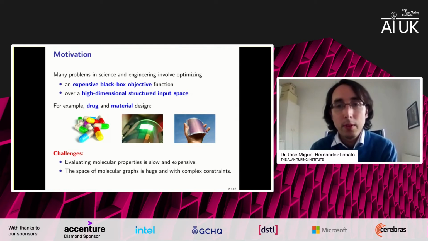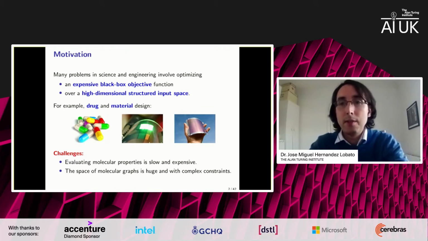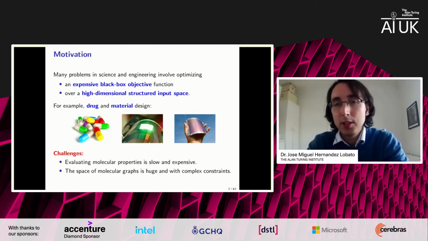For example, for drugs, the output of our objective function could be the efficacy of a particular drug for treating a disease. Or in the case of material designs, maybe if we're interested in organic photovoltaics, the output of our objective function could be the power conversion efficiency of some material made out of our candidate molecule.